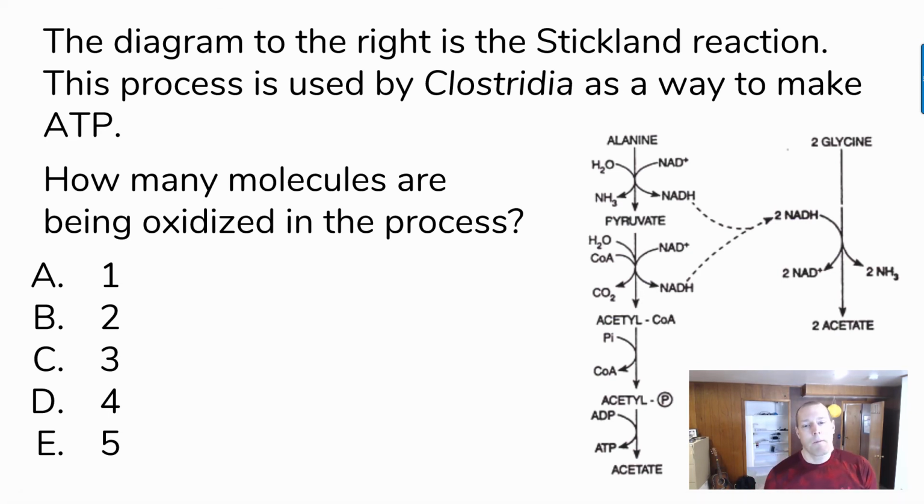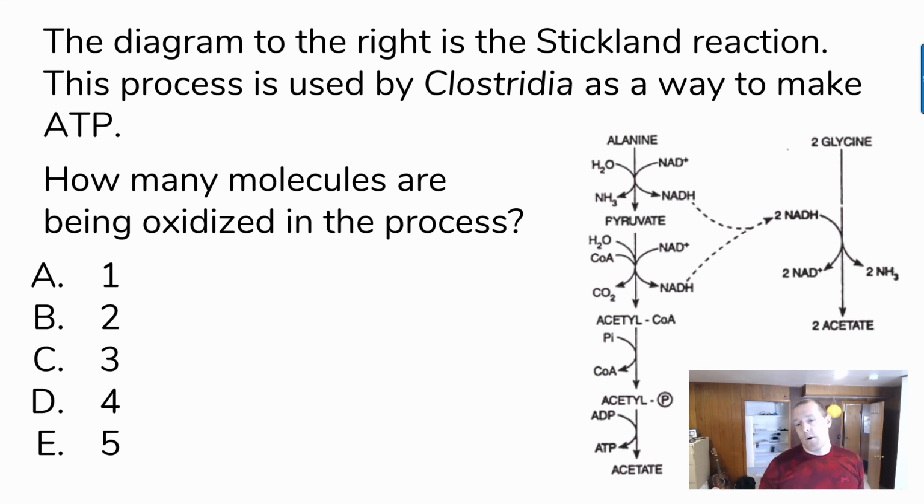Okay, we're back. So how many molecules are being oxidized in the process? So oxidation involves loss, remember. So the question is, how many of the molecules in this diagram are losing electrons? So let's start at the top and on the left with alanine. Now alanine is giving some electrons here to NAD+ to make NADH, and you know that because NAD, when it becomes reduced, becomes NADH. So alanine is giving up electrons. Remember, oxidation involves loss. So alanine is being oxidized. So there's one. Then we've got pyruvate giving up electrons to NAD+ to make NADH. So pyruvate is being oxidized.